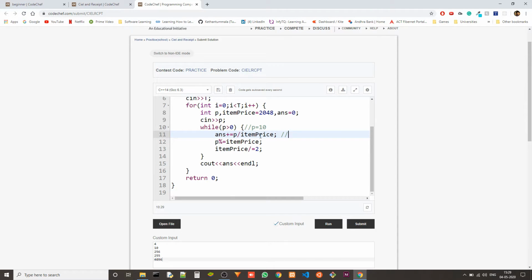Now p is divided by item price, which is 2048. What will be the output of that? 10 divided by 2048 will actually be 0, because this is integer division in C++. It should come out to 0 point something, but the decimal value will be neglected because it is integer division. If you don't understand what integer division is, just look at the C++ operators and Google integer division in C++ and you'll understand the concept. Basically, when we do integer division, the decimal part of the result is omitted.